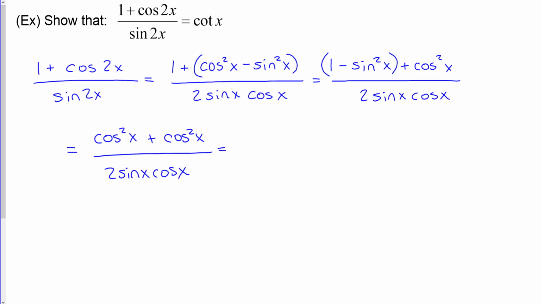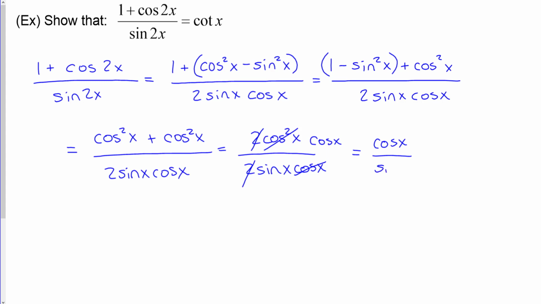So cosine squared x plus cosine squared x is 2 cosine squared x, over 2 sine x cosine x. The 2's cancel away. One factor of cosine x cancels out one of these, leaving me with cosine x. So I only have cosine over sine remaining, which is cotangent x. So you can use these for proving identities as well.